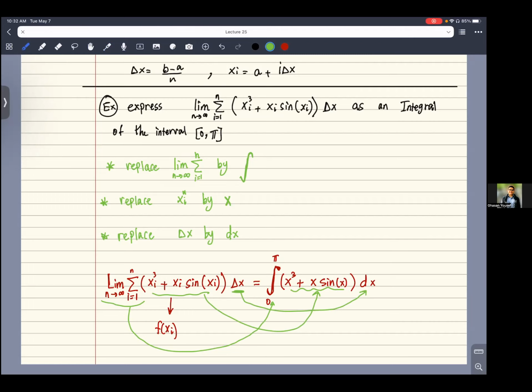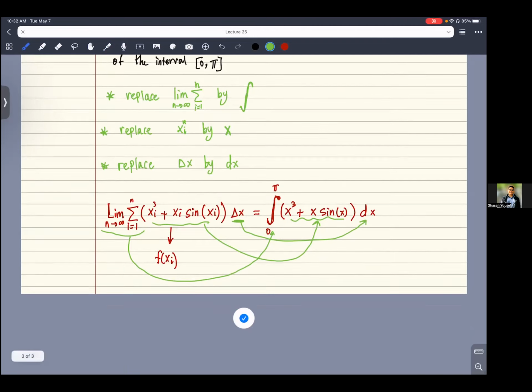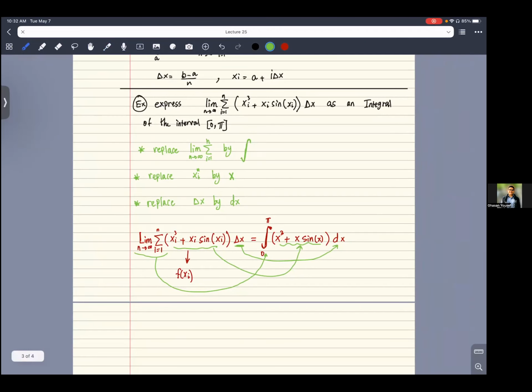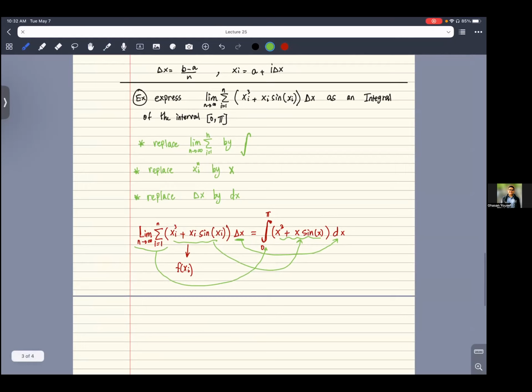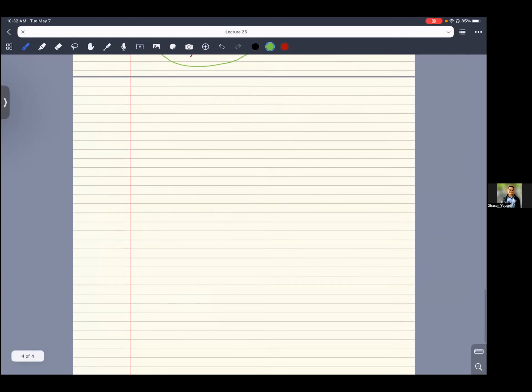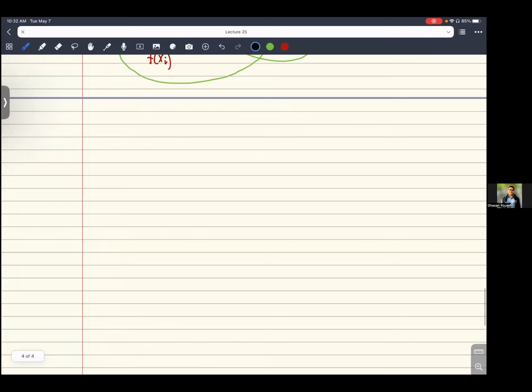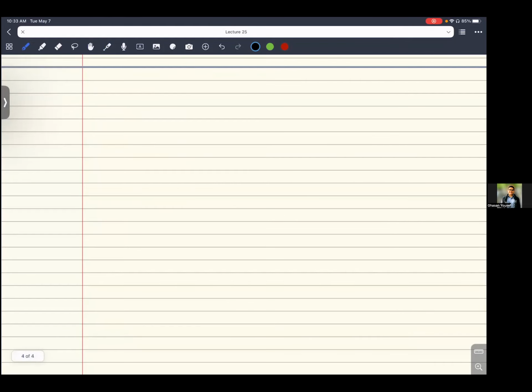Okay. Now we're going to evaluate the definite integrals. Before we go over evaluating definite integrals by using the limit sum, any questions? Does anyone have a question? No questions. Okay. So now we're going to learn how to evaluate the definite integrals.